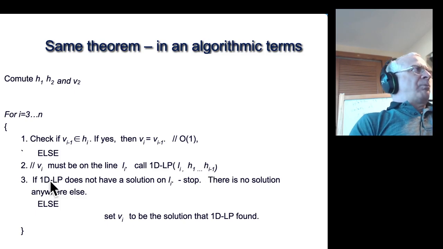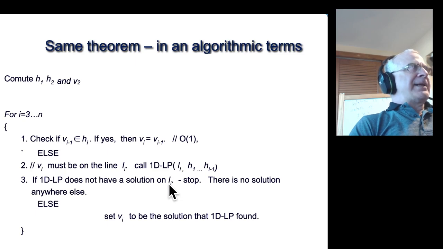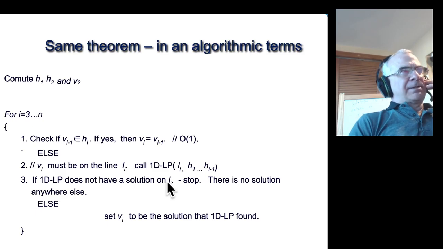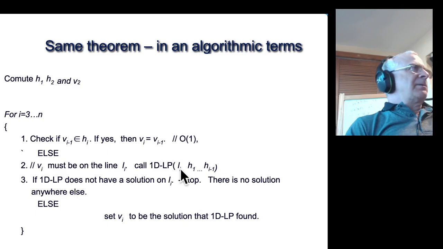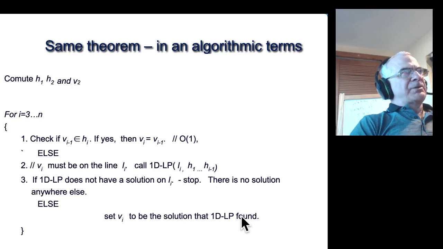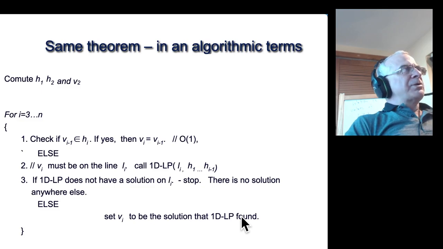And if the 1D LP doesn't find any solution on L_i itself, then there is no solution at all, and you can stop the algorithm. It says the feasible region is empty. That's all. So that's almost the whole algorithm. And if the linear programming does give you a solution which did not complain that it's empty, then v_i is just the solution that you got from the 1D LP, the lowermost point or the point based on the cost function. How much time does this whole process take?